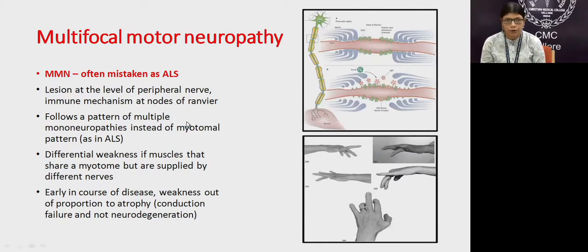And they classically follow a pattern of multiple mononeuropathy instead of a classical myotomal pattern as seen in ALS. And differential weakness, if the muscles that share a myotome are supplied by different nerves. Early in the course of the disease, the weakness is out of proportion to the atrophy because there is a conduction failure occurring. So the impulses are not going through, and they can come with weakness very early on in the disease. Whereas ALS patients will initially have cramps, some wasting, and then followed by weakness.